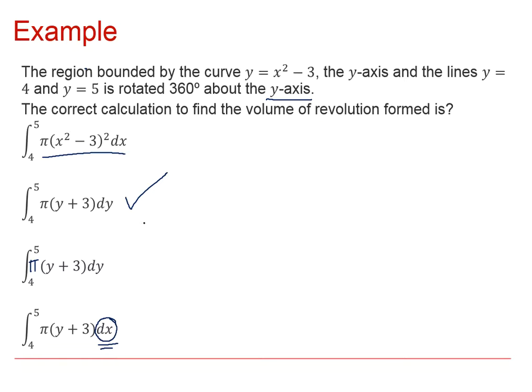So this one is the correct one, because we can see that when we rearrange this equation, y equals x squared minus 3, we get x squared equals y plus 3. As we're going to be integrating x squared, we can leave it like this. We don't need to find out what x is. We want to know what x squared is.